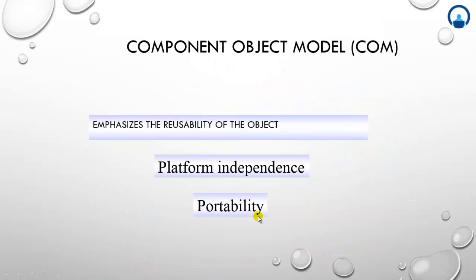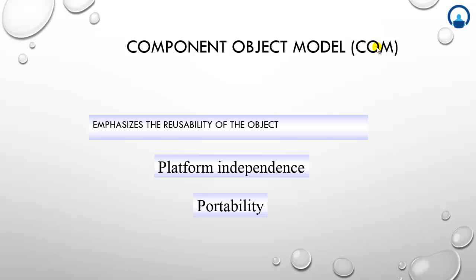We come to the component object model, or we call it COM. Object oriented technology always emphasizes the reusability of the object. However, to attain this, the programmers need to be concerned about platform independence and portability of the code. Managing a big program is also a major concern. COM has evolved as a solution to all these problems.